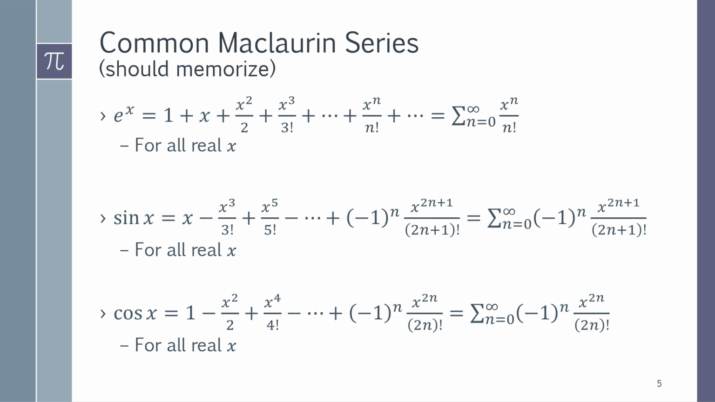e to the x is 1 plus x plus x squared over 2 plus x cubed over 3 factorial. Technically, I could even say this is 2 factorial here. But the general term is x to the n over n factorial. We just went through the sine of x, which is negative 1 to the n times x to the 2n plus 1 over 2n plus 1 factorial, because those should be odd. Cosine alternates as well, so I have a negative 1 to the n, but cosine is even, so x to the 2n over 2n factorial.